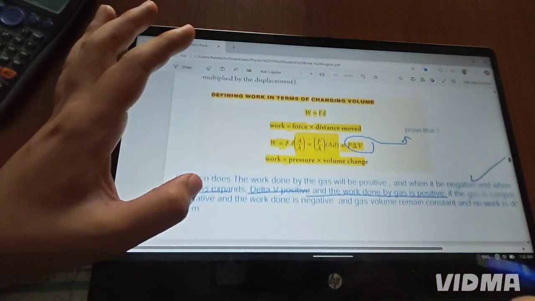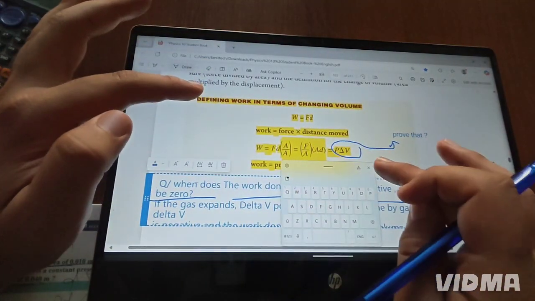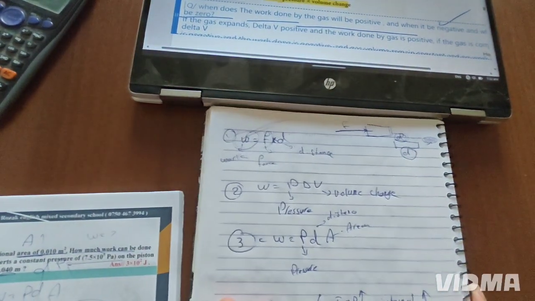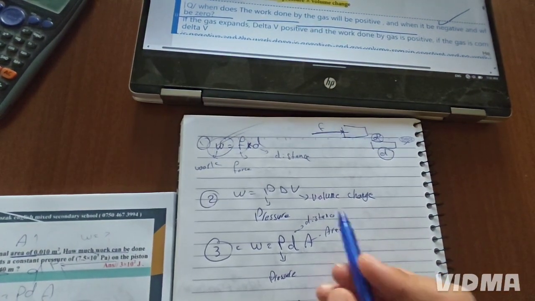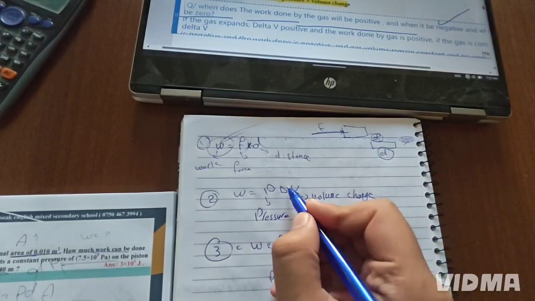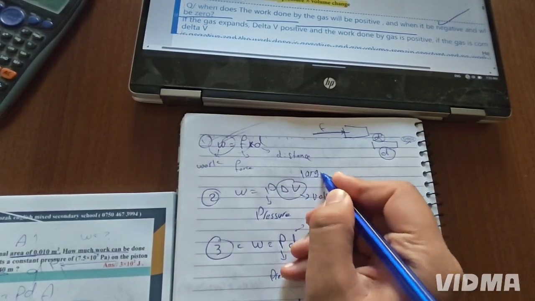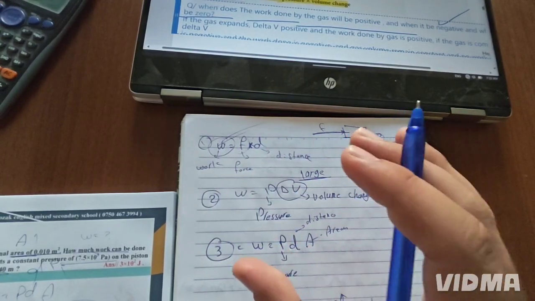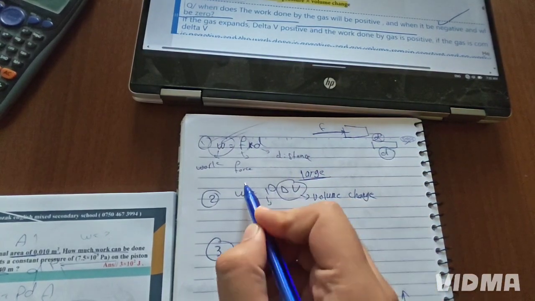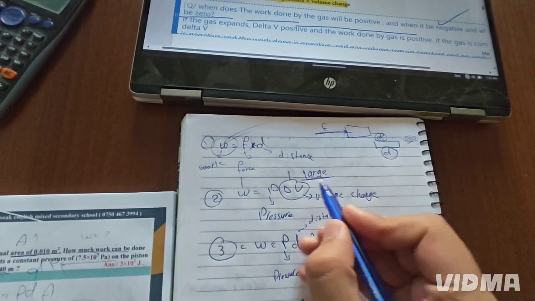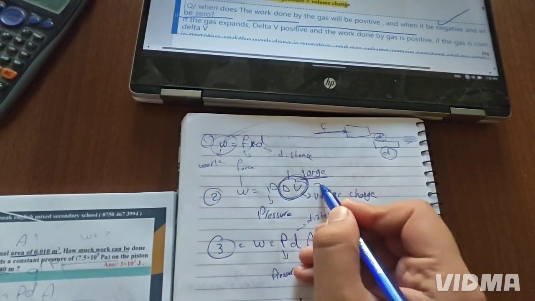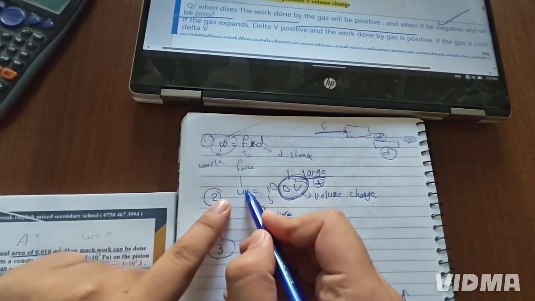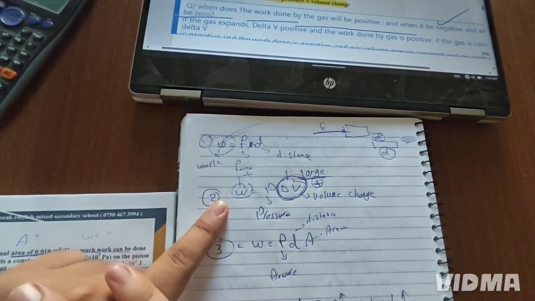How do you know that? Look, we have a relationship. This is easy; only by the rule you can know. I told you this rule: W equals P delta V. If we have a large volume, the relationship between work and delta V is directly proportional. If the change in volume delta V is positive, the work that we have done is still positive.